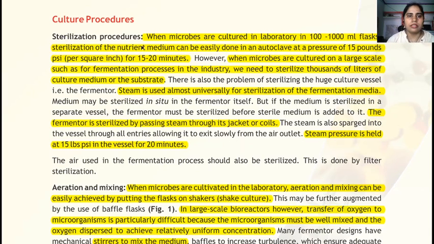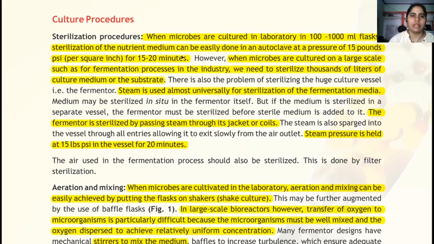If we are working in the laboratory, you take the media in small amounts, 100 to 1000 ml in a flask, and sterilize this media in the autoclave. Clear? So we sterilize this media in lab conditions in the autoclave. We keep the pressure at 15 psi, for 15 to 20 minutes, at a temperature of 120 degrees C.